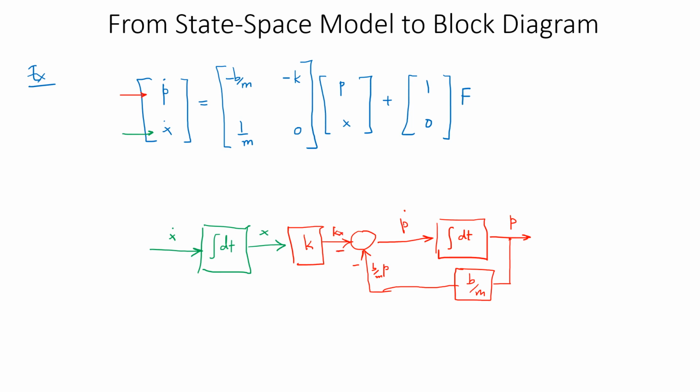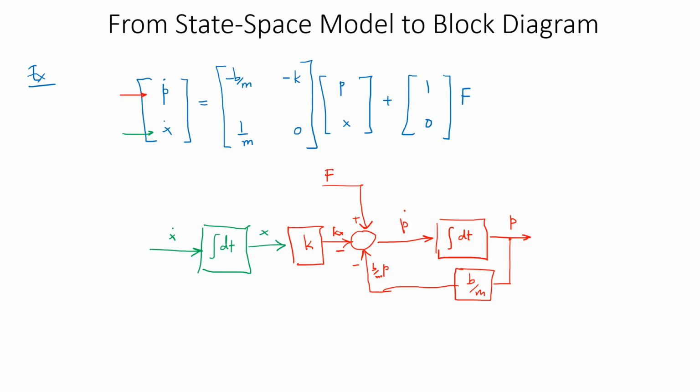So that is available as one of the elements. And now I can see that that needs to be added with the input, which is the force applied to the system. So that can be added with a positive sign as well. So this has accounted for the first line, or first equation, in the state space model.